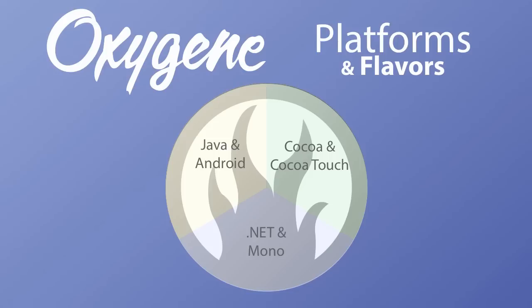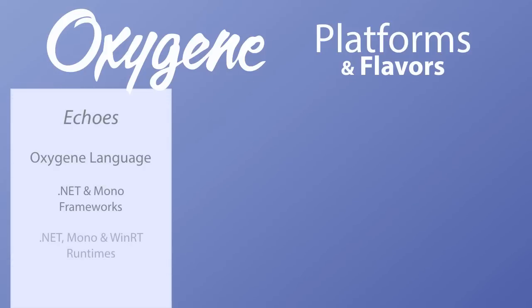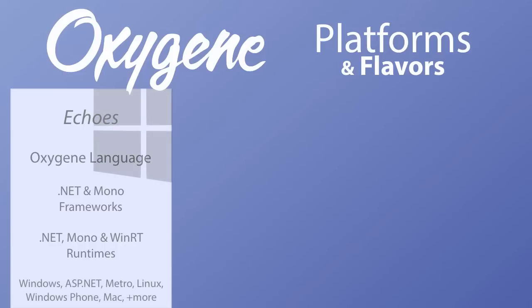Let's take a closer look at what each of these individual flavors gives you access to. Echoes lets you use the Oxygen language to develop against the .NET and Mono frameworks. These applications run on the .NET, Mono, or WinRT runtimes, and then give you access to a wide variety of platforms, most notably being Windows, including the new Windows 8 WinRT, as well as ASP.NET and Windows Phone.